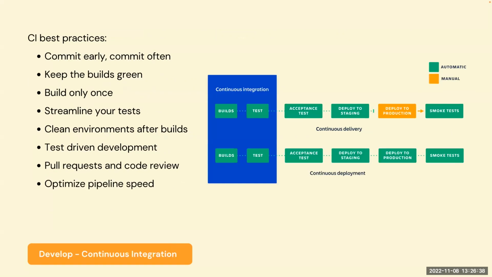Okay, so now let's come to CI, continuous integration, which is in the development stage. The best practices here: commit early and commit often, and keep the build green, which means you should make sure the number of failing builds is low. Also, build only once. It means you shouldn't kick off a build for every commit, because it's going to be expensive and it's going to impact the performance.